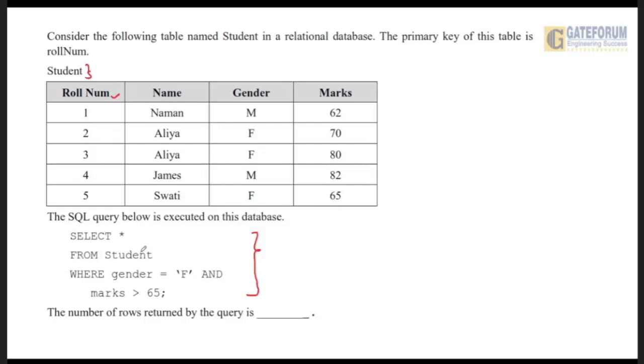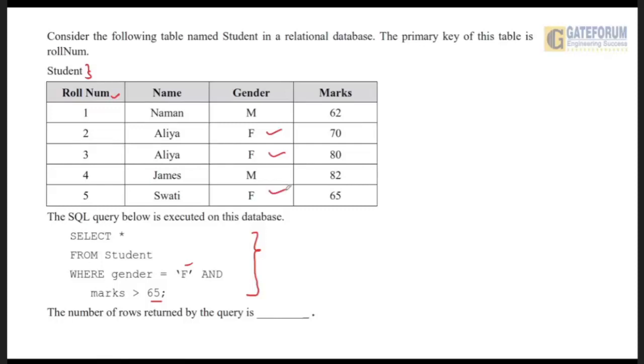What is it saying? It is saying that select all those rows in which the student gender is female, F means female, and the marks of the student is greater than 65. And that is the question. The number of rows returned by the query is. So it is asking how many rows will satisfy this condition. So the first condition is gender should be female. Let us see how many rows are satisfying this condition.